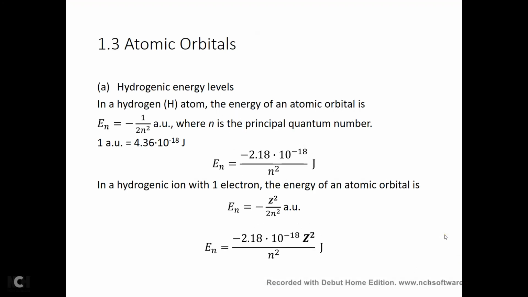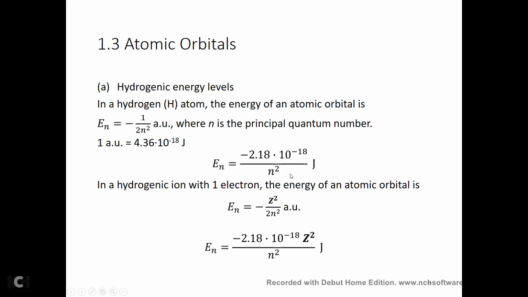Section 1.3 Atomic Orbitals. Let's look at the simplest cases first: the hydrogen atom and the hydrogenic ions. In a hydrogen atom, the energy of an atomic orbital is -1/(2n²). The unit is the atomic unit of energy, which is 4.36 attojoule. n is the principal quantum number. Therefore, we can rewrite this as -2.18 attojoule per n² for the hydrogen atom.